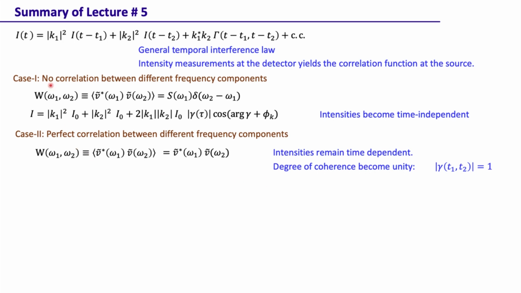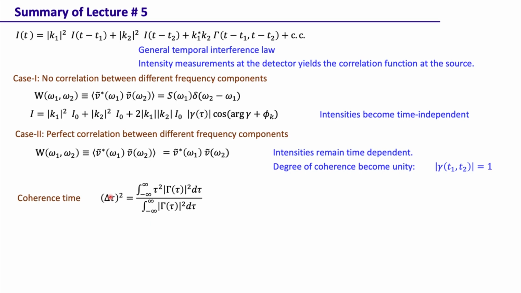These are the two extreme cases. We also looked at the situation where things can be partially correlated, and we had one example of the Gaussian Schell model source that we discussed, with these two cases being the two limiting cases of that example. Now we also discussed the concept of coherence time.